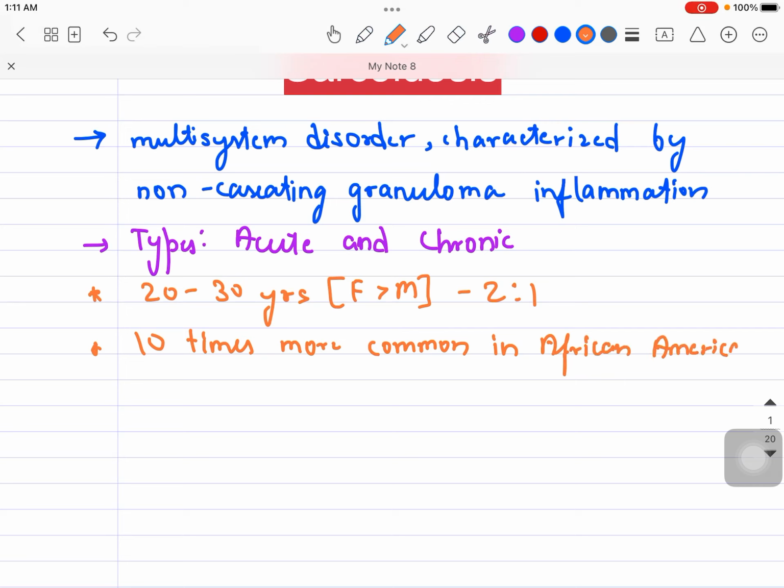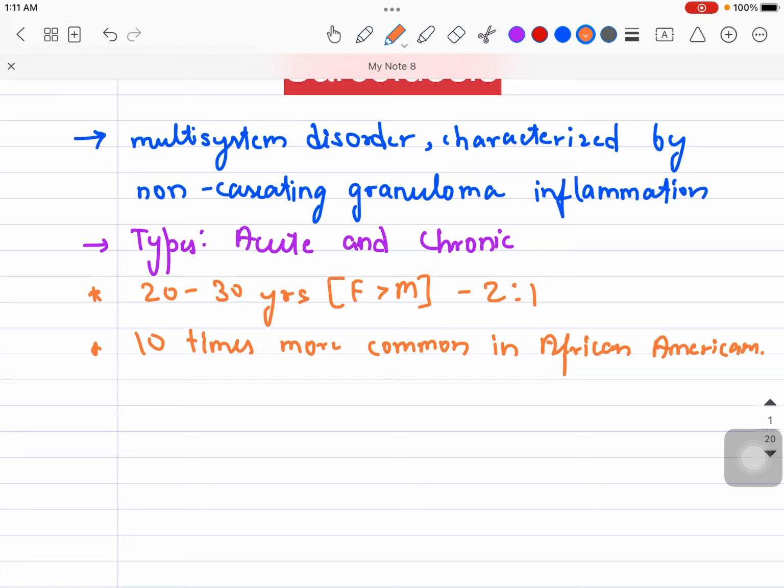In most of the MCQs, they will design the question in such a way that they start with a 25 year old or 30 year old female, an African American female, or a black female, or something like that. They will design the question in such a manner if they are asking about sarcoidosis, most probably, right?